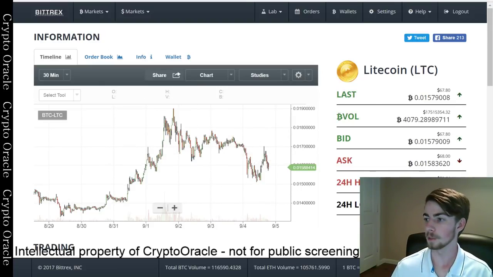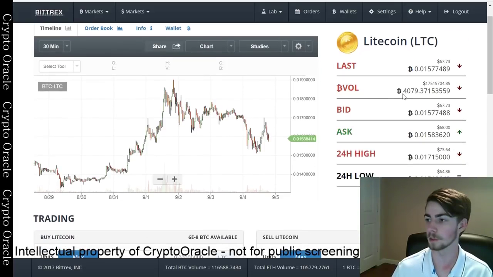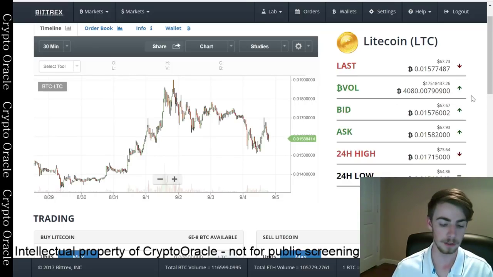And then over here we just have some information about the coins themselves. This shows the last price that it was sold at in terms of Bitcoin. This shows the total amount of volume that the coin has been traded in the past 24 hours. This shows the current bid price. This shows the current ask price. Basically, the bid is what people are offering to buy it for, and the ask is what people are offering to sell their Litecoin for.